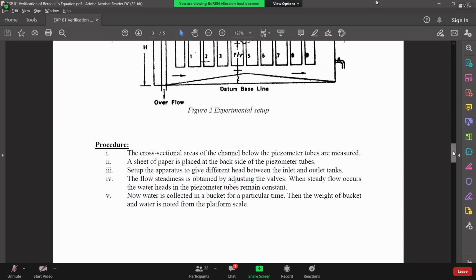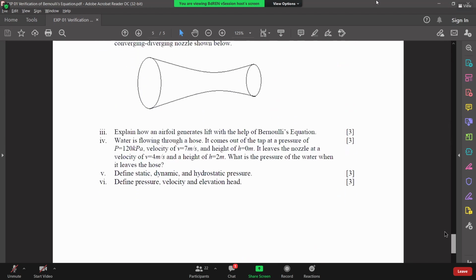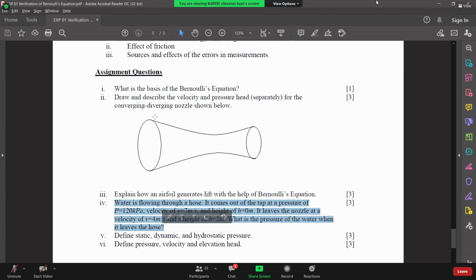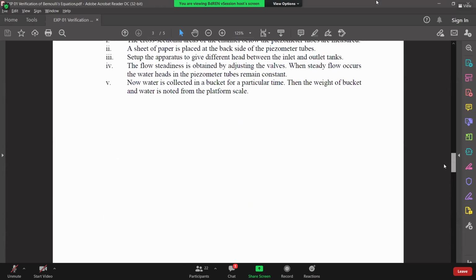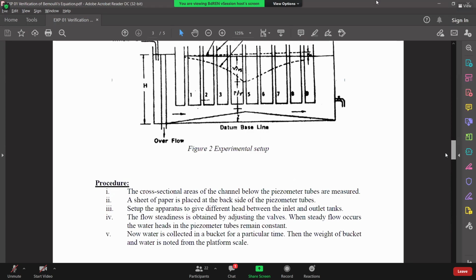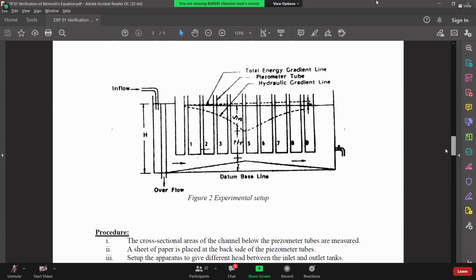But for sample calculations, I've given you some sample calculations here. I'll be giving you this PDF. Once you do the sample calculations and answer these assignment questions, you will get a pretty good idea of what's going on. And then once I show you the experimental setup, let's say for just 5 minutes, you will get everything.